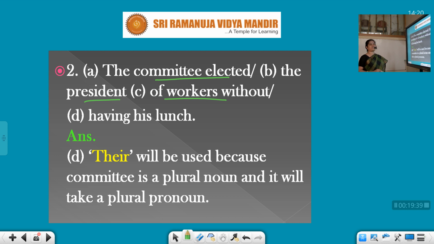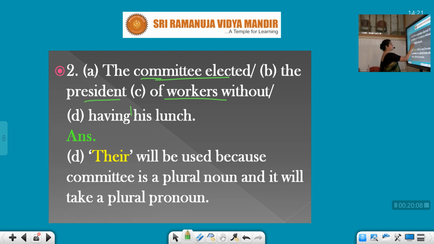Now, without having his lunch, who is not having the lunch? Committee. The committee is not having the lunch. Without having the lunch, the committee has elected the president. That is the meaning. Now, the sentence is understood. First of all, understand the sentence. The committee elected whom? They elected the president. For what? For the workers, without having his lunch.